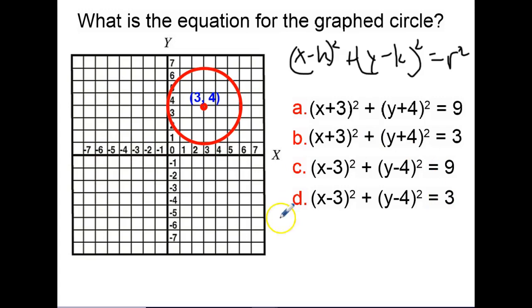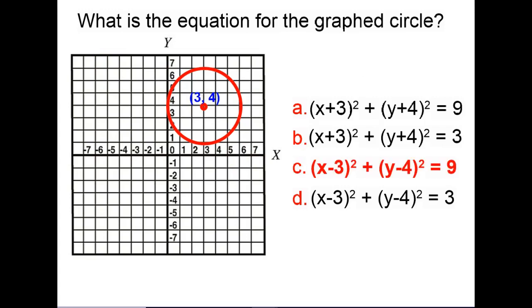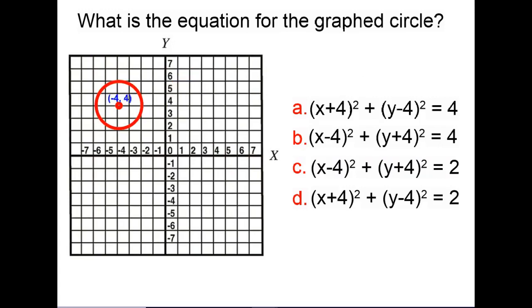That leads me down to these bottom two. And the number on the end is the radius squared, and we can count that off. 1, 2, 3. 3 squared is 9, so that's going to make C my answer. Figure this one out on your own. Hit pause and see what you get. And here's our answer.